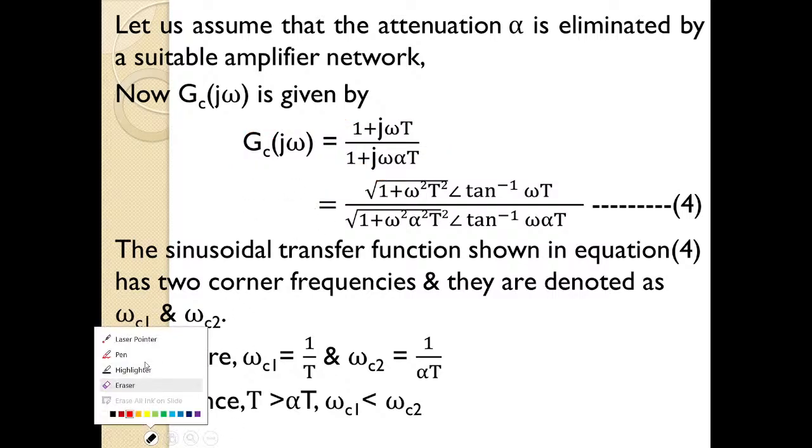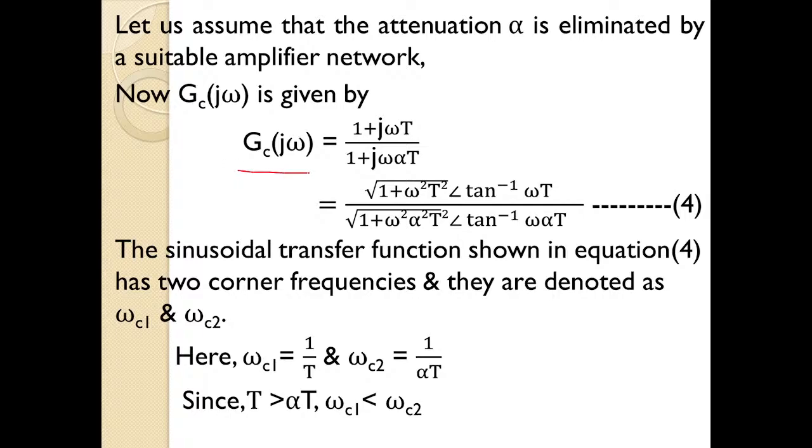This is our transfer function of the lead compensator. Now this is in sinusoidal form. You can determine the magnitude. 1 plus j omega T. What is the magnitude of 1 plus j omega T? It is root of 1 plus omega square T square. What is the angle? Tan inverse of omega T by 1.